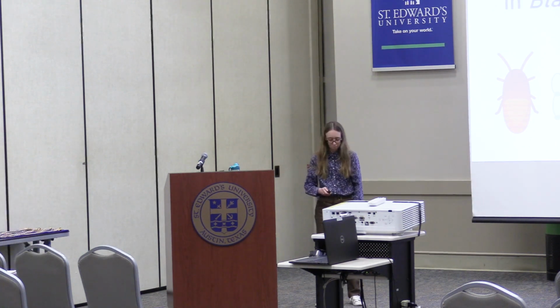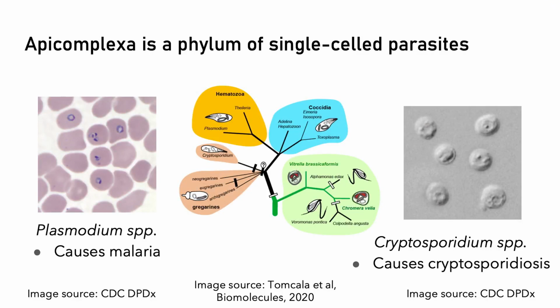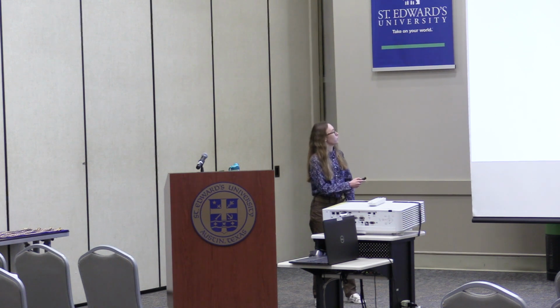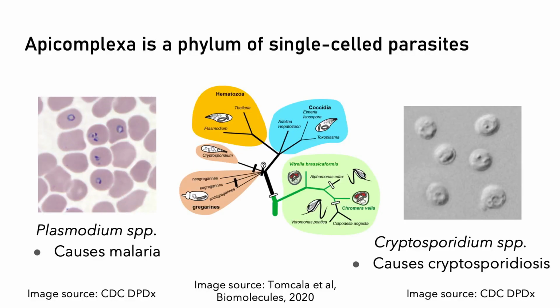I really appreciate it. So the group of parasites I'm going to talk to you about is called Apicomplexan. This is a phylum of single-cell parasites. Probably the most famous one is Plasmodium, because it causes malaria, which is a very fatal disease in humans. There's another interesting group in this phylum called Cryptosporidium. This also causes a disease called cryptosporidiosis.